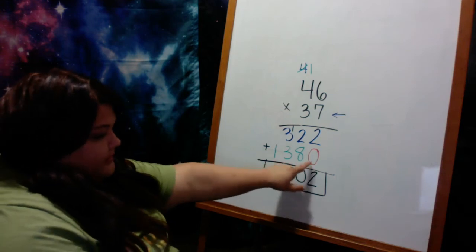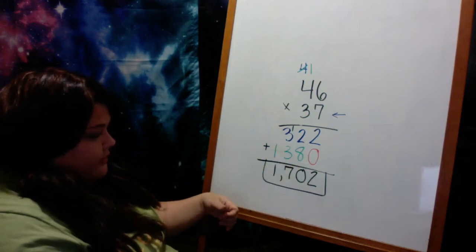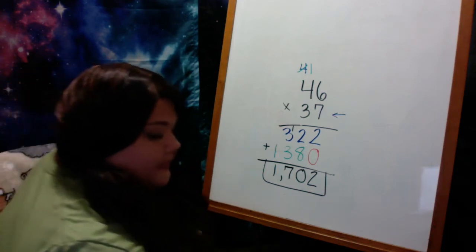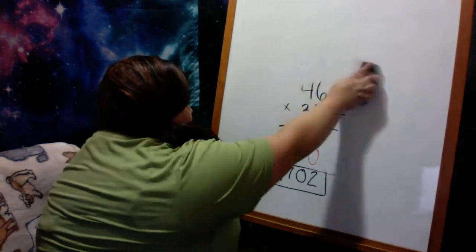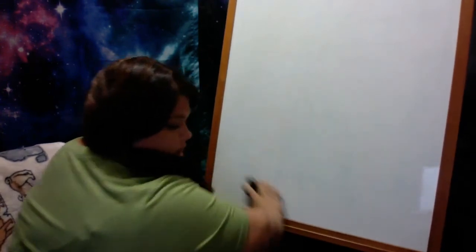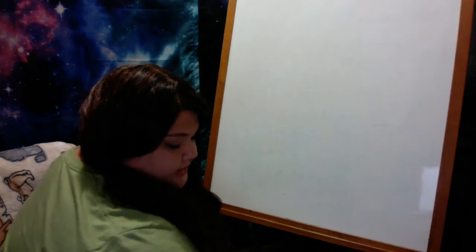Remember to always bring down the 0. If you don't, your answer will be completely wrong because all of your numbers will be shifted over. Okay, let's do another one. This time, let's do 68 times 92.